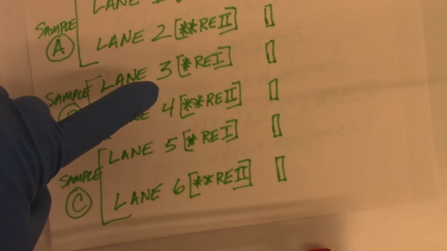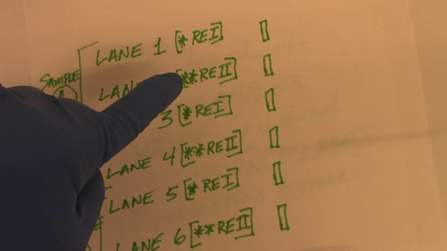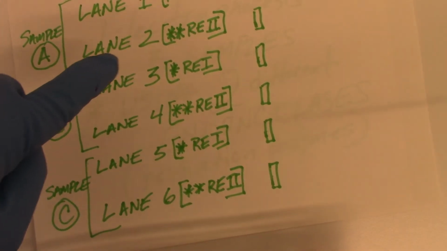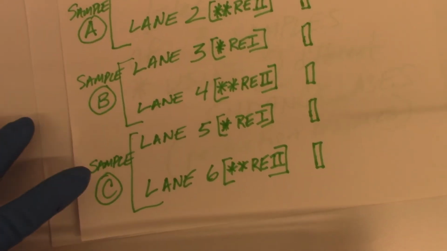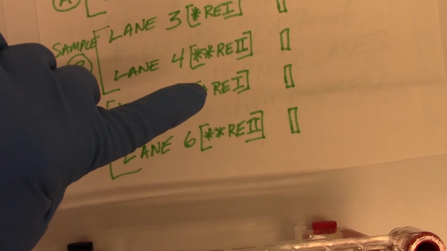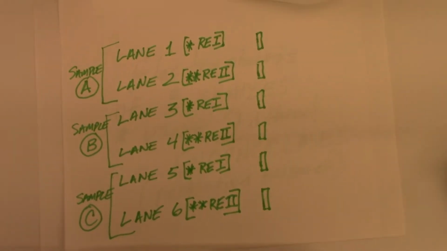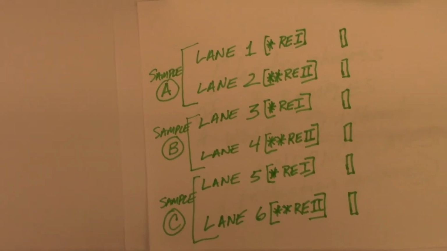So the lane here, lane number 3, restriction endonuclease number 1, just like we did above. Lane number 4, restriction enzyme number 2, just like we did above, because again, our variable in this case is going to be our samples. Sample C, lane number 5 utilizes restriction enzyme number 1. Lane 6, restriction enzyme number 2. So we're utilizing 2 different restriction enzymes, and we're comparing those between the 3 samples, our samples being the variable.